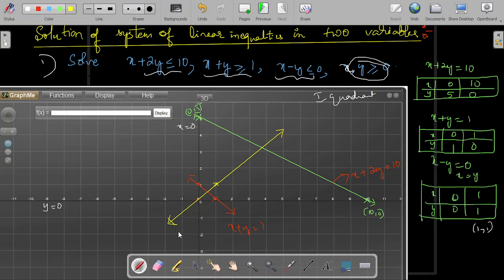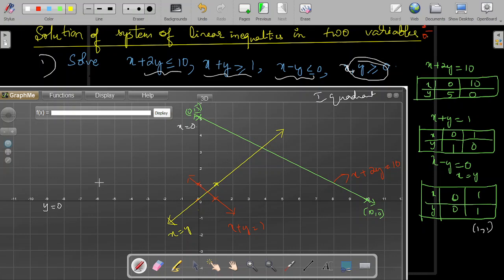So it's given by x equal to y, or x minus y equal to 0. Now these are the 3 individual lines. Let us find out the individual solution region for each line. So consider the first line. It is a non-vertical line. It divides the plane into 2 parts.